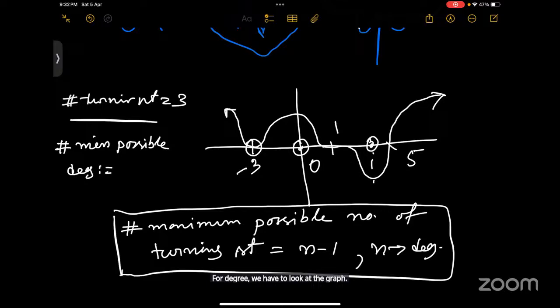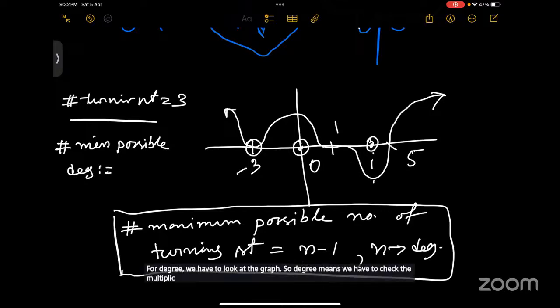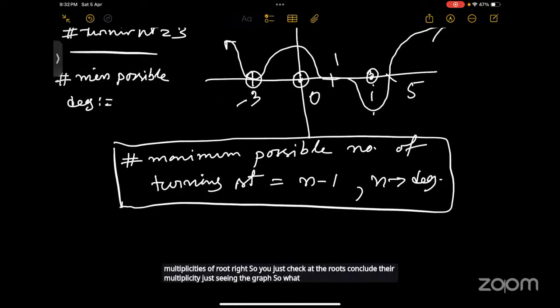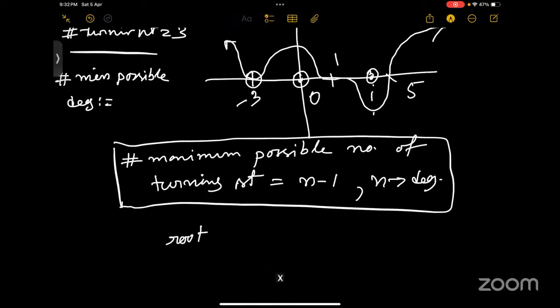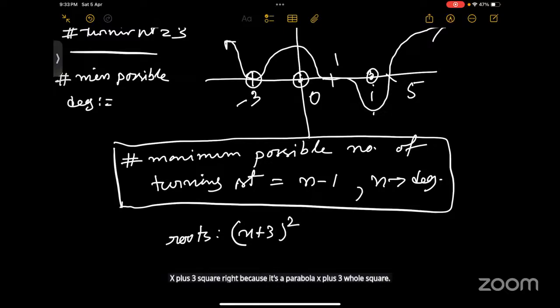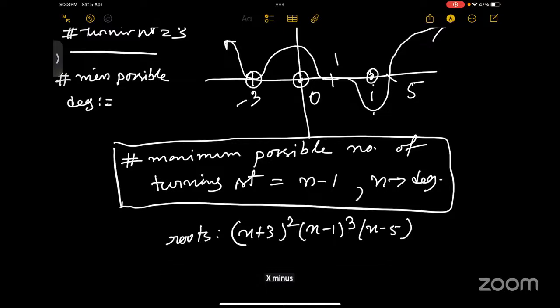So for degree, we have to check the multiplicities of the roots, right? So you just check at the roots and conclude their multiplicity just by seeing the graph. So what are the roots? X plus 3 whole square, right? Because it's a parabola. Then 7: x minus 1 whole cube. Then another root is at 5, which is again x minus 5 whole cube, right?